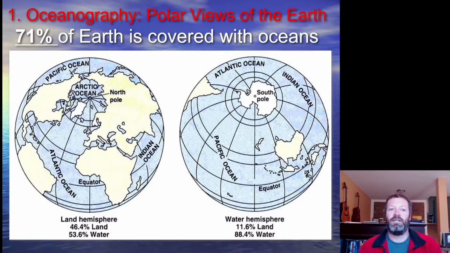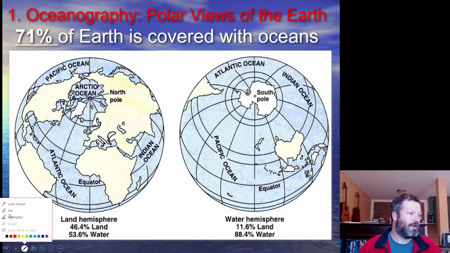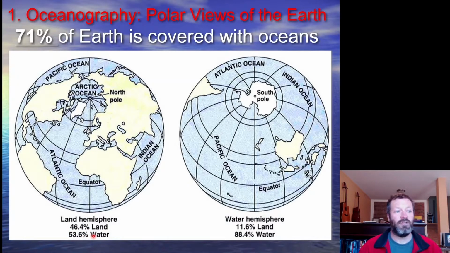All right, so as I said, oceans cover about 71% of the Earth. You can think of the northern hemisphere, where we are, as being a land hemisphere, right? That means almost 50% land and 50% water. Whereas the southern hemisphere, so here's the South Pole, we're looking up at Earth from the south, is only about 11% land and 88% water. So most of the ocean is concentrated in the southern hemisphere.